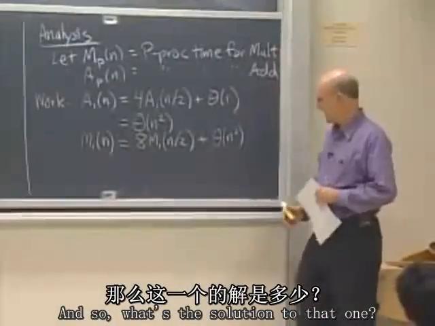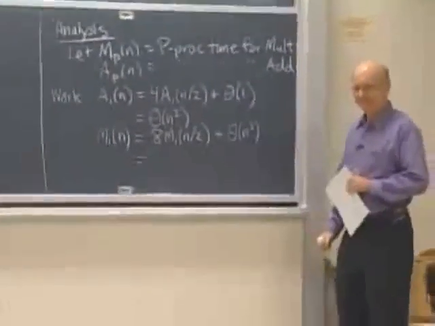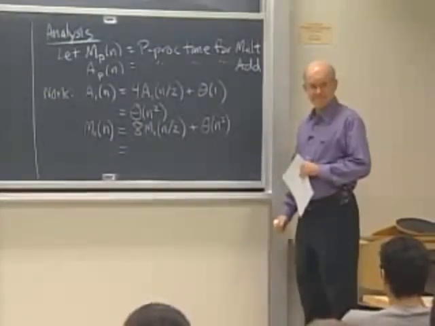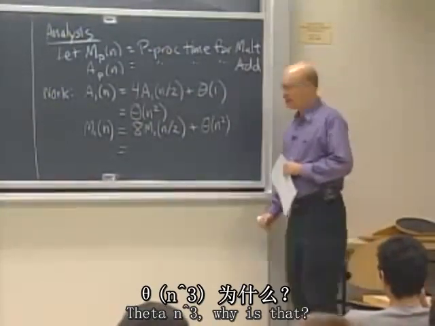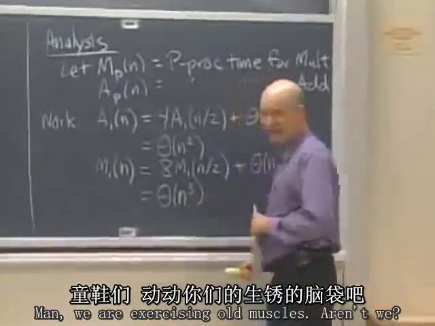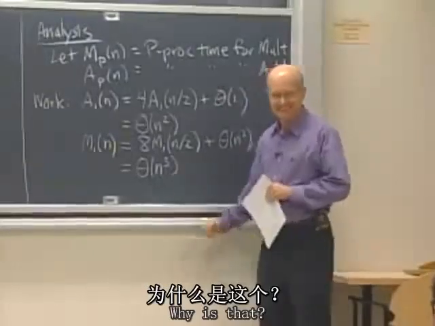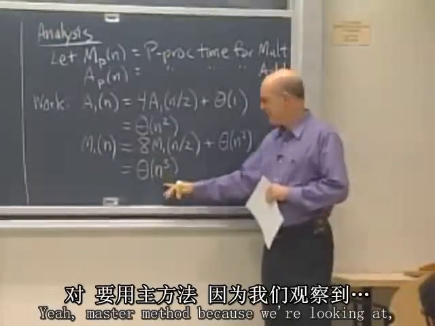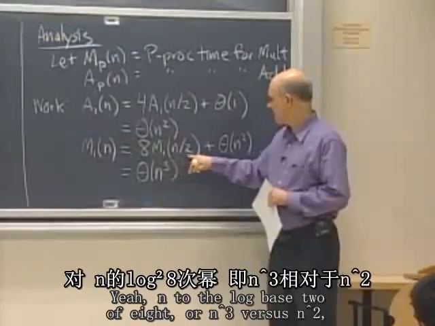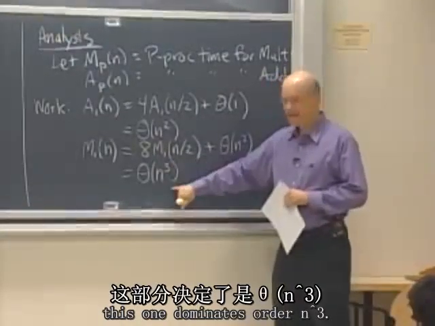So what's the solution to that one? Theta n cubed. Why is that? Man, we're exercising old muscles, aren't we? And they're just creaking. I can hear them. Okay, why is that? Master method. Yeah, master method, because we're looking at, what are we comparing? N cubed, and that's correct. n to the log base 2 of 8, or n cubed, versus n squared. This one dominates, order n cubed.